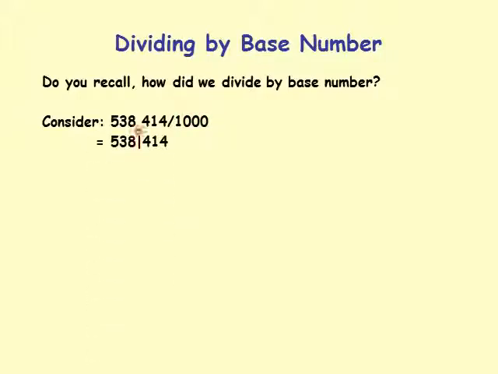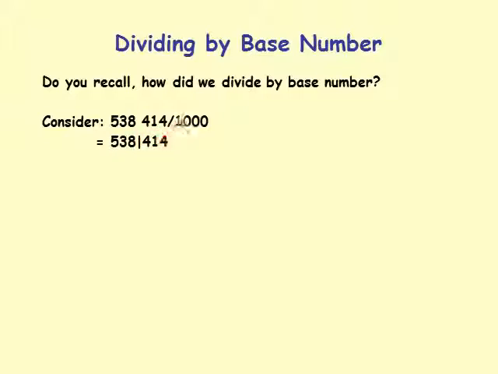What we did, we drew a line to the left of 3 digits. 3 digits come from the number of zeros in the base number. We said that if you were dividing 538414 by 1000, then 538 was the quotient and 414 was the remainder. And also 538 is the whole number and 414 is the decimal fraction with the whole number. So this would be a mixed fraction, 538 as a whole number and 0.414 as a fraction.